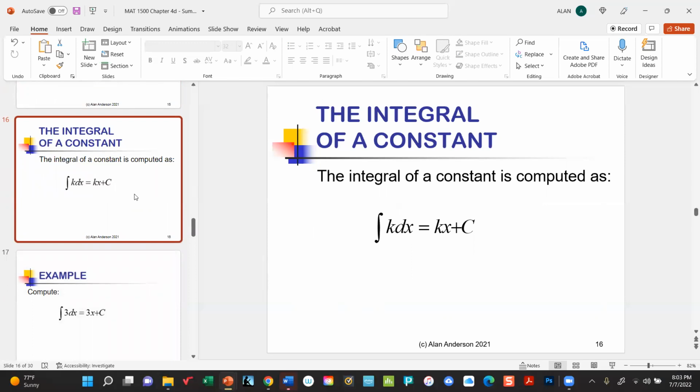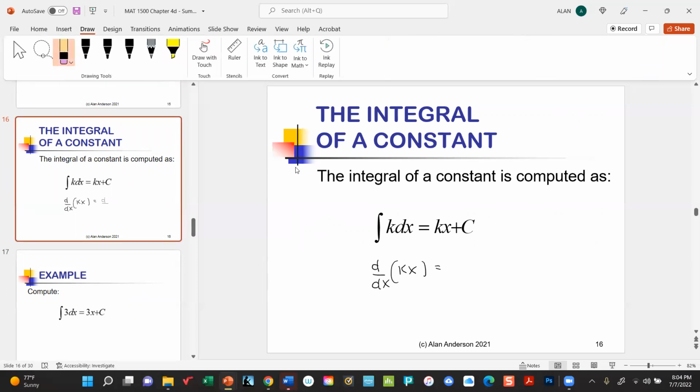Well, the integral of k dx, where k is the constant, is kx plus c. So why is that? Because d/dx, we don't need to worry about the c. The derivative is just 0. So we can think of this as equivalent to k, and then the derivative of x, which you can think of if you want as 1 times x to the first power, if you're applying the power rule.